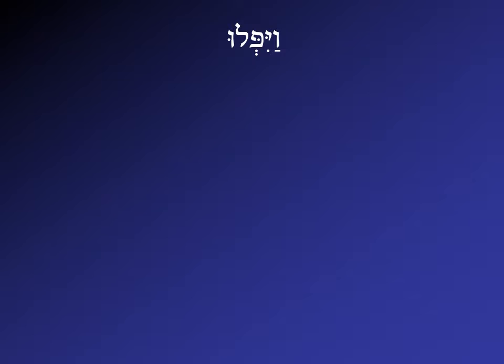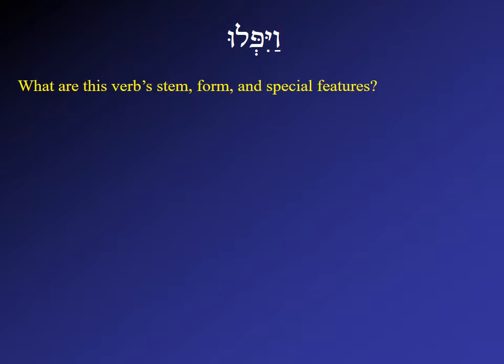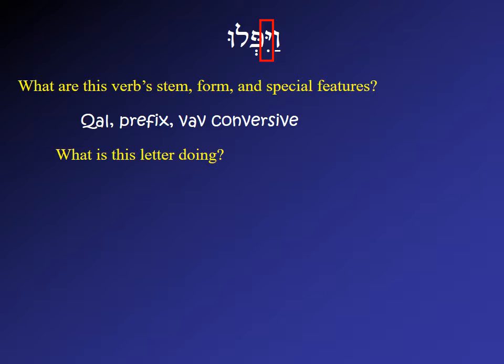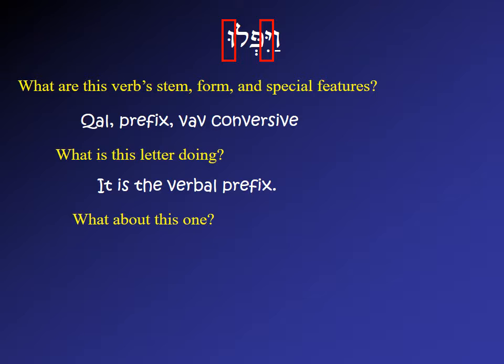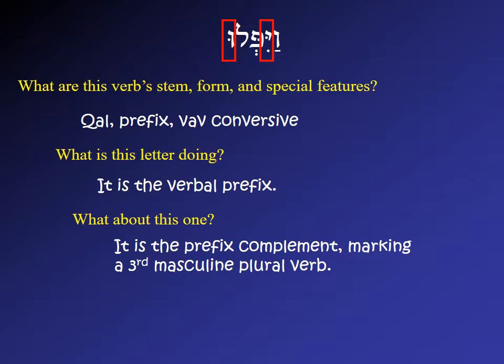All right, now we can look at our second verb, vayipalu. Vayipalu. So again, we can look at stem, form, and special features. So we should recognize the prefix vav conversive fairly easily. This letter is the prefix, and this letter is the prefix complement. So together, this yod and shureq are marking the third masculine plural form of the verb.